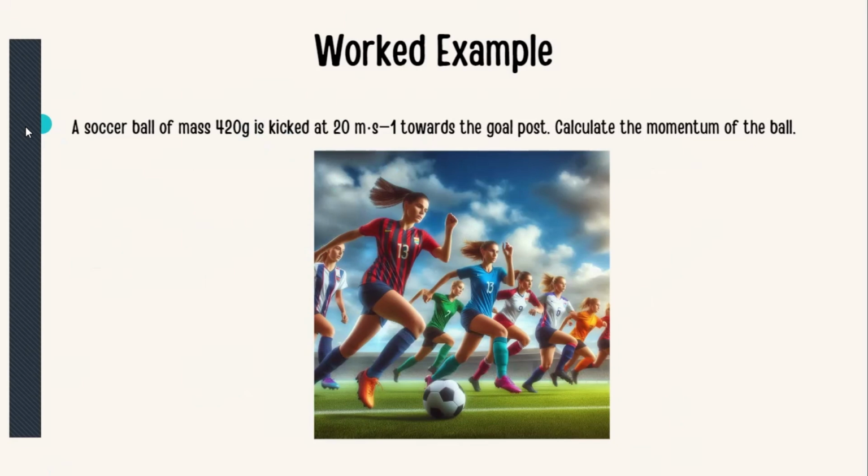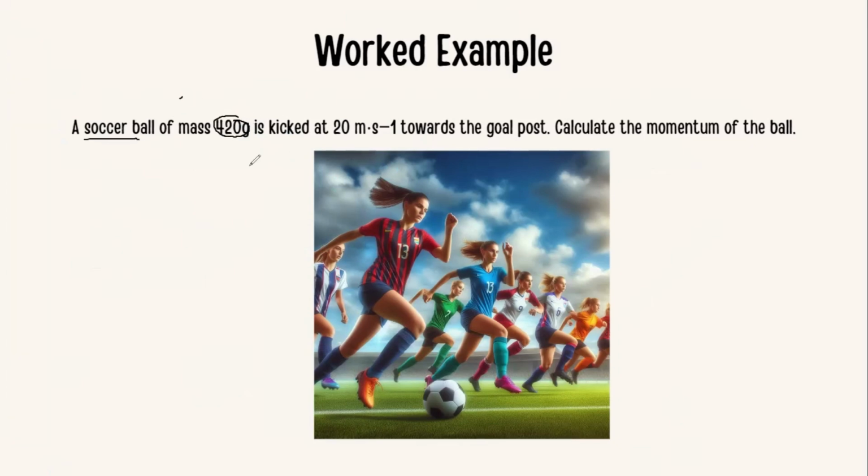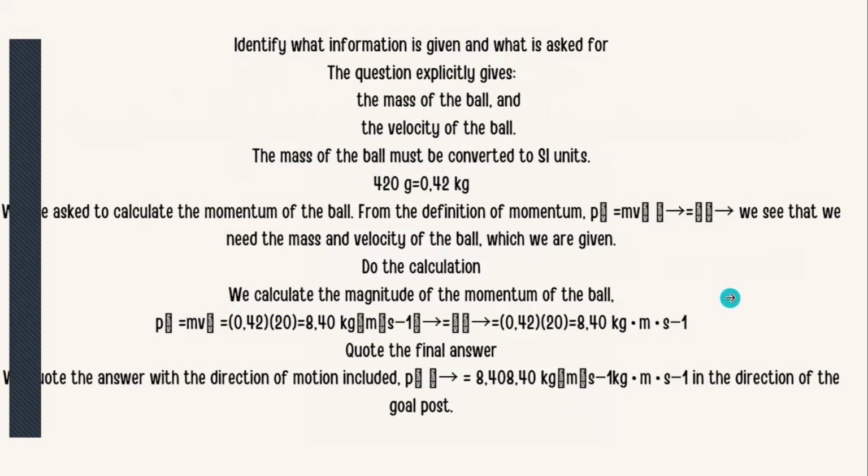So what is, literally just as I said about the grams, right? There we go. So it says, a soccer ball of mass 420 grams is kicked at 20 meters per second towards the goalpost. Okay, so here's your frame of reference. The question asks, calculate the momentum of the ball. So we have our mass, but we need it in kilograms, okay? And we have our velocity over here. And we also have our frame of reference.